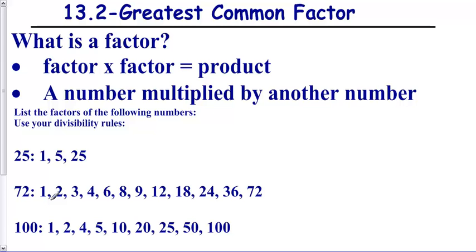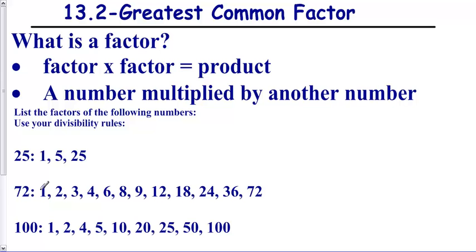Now 72, again, I start with 1 and 72. You'll notice the space that I leave in between here. That's because I know I've got a whole slew of numbers to go in between. 72 is even, so I know 2 is divisible into 72. So 2 times 36. 2 plus 7 is 9, so 3 times 24. 4 is divisible into 72, so 72 divided by 4 is 18. There's a 2 and a 3, so I know 6 works. 6 times 12. And then finally 8 and 9.